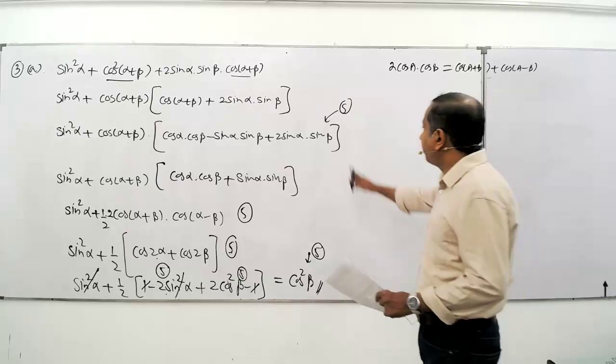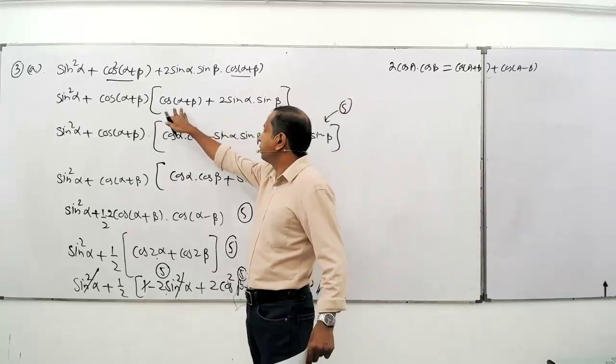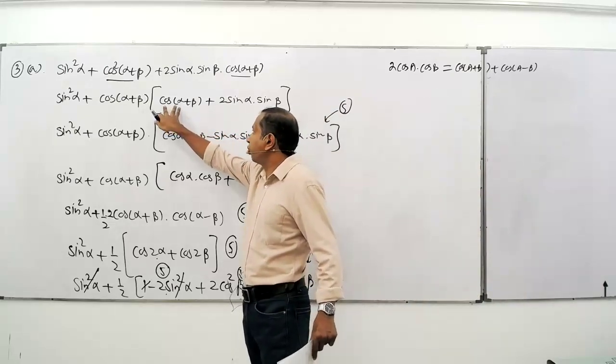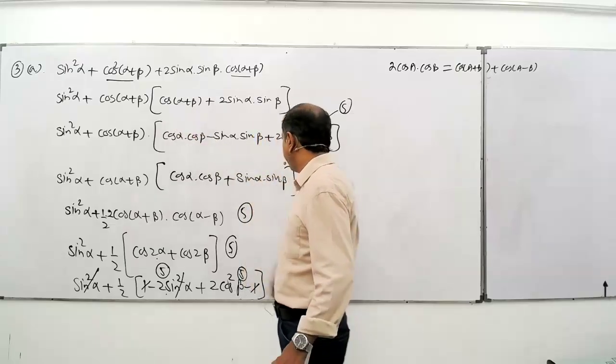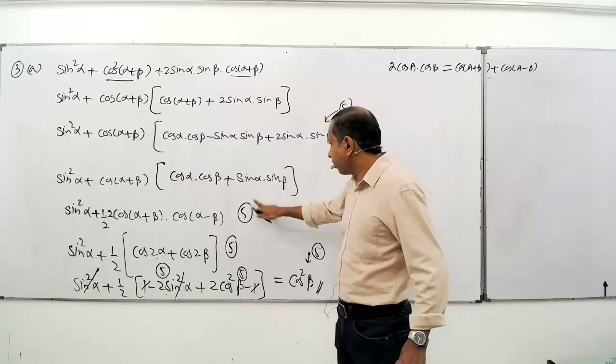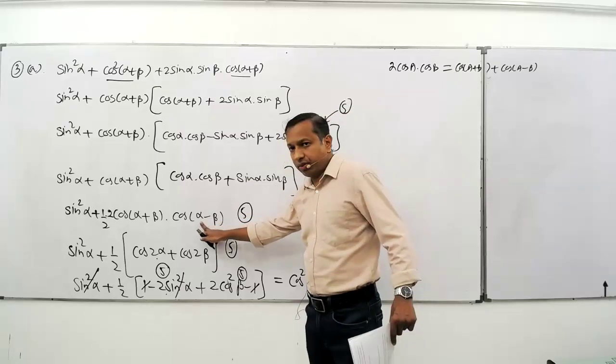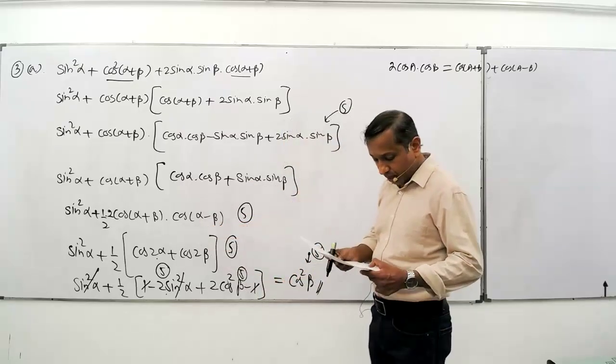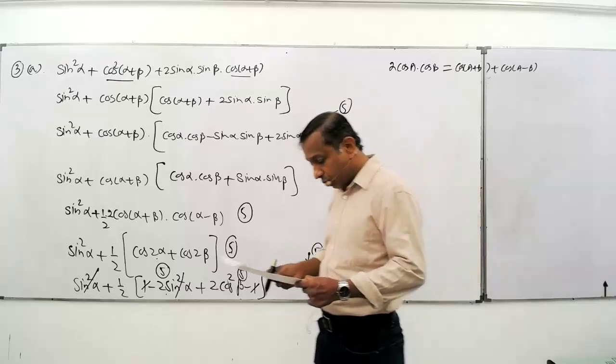Here 5 marks coming. In the question, it is tested how you expand this cos alpha plus beta this way. This 5 marks comes for writing it this way. Now 30 marks totally you get for that part.